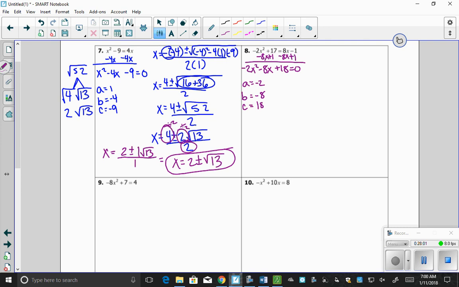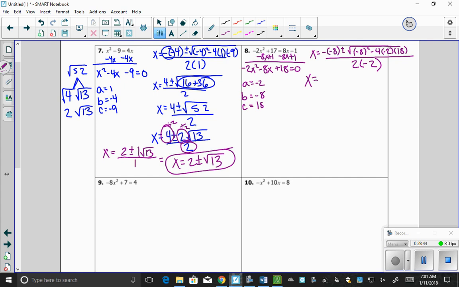Plug it into your formula, and you're going to get x equals the opposite of B plus or minus the square root of B squared minus 4 times A times C, all over 2A. Simplify.